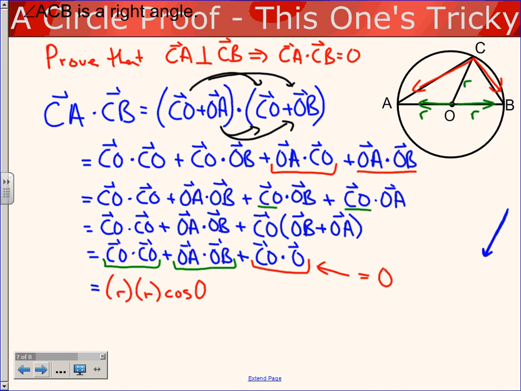Okay, then the next one, OA dot OB. There's OA. There's OB. Magnitudes of those are both R as well, aren't they? So plus magnitude of OA is R, magnitude of OB is R, and cos of the angle in between these two. So if I take them and line them up tail to tail, the angle in between them is 180.